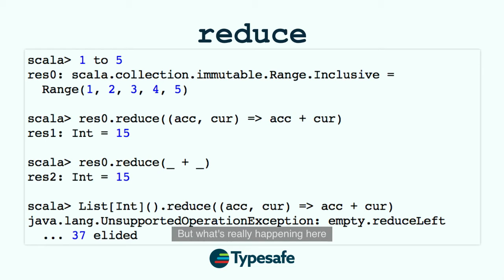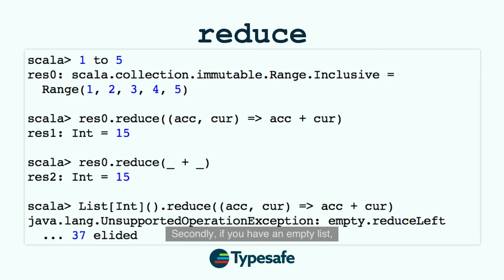But what's really happening here is I have an accumulated value for the application of the function each time for each value. And I end up with a value of 15. This is very simple to do, however, it has some drawbacks. First of all, you could use the underscore syntax here for placeholder, but you could use it twice, and that doesn't make it quite as clear what you're doing.